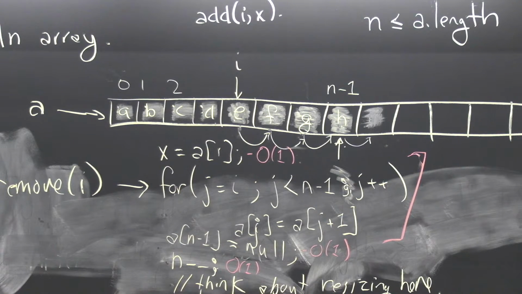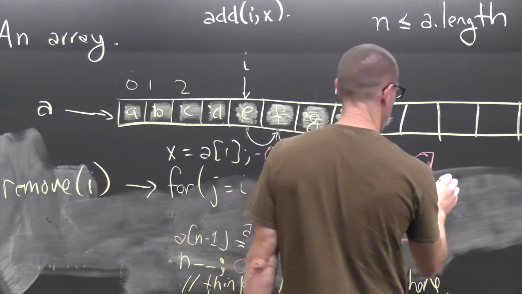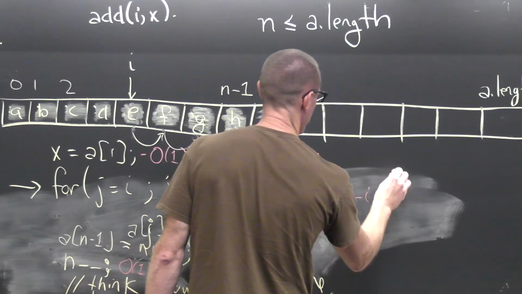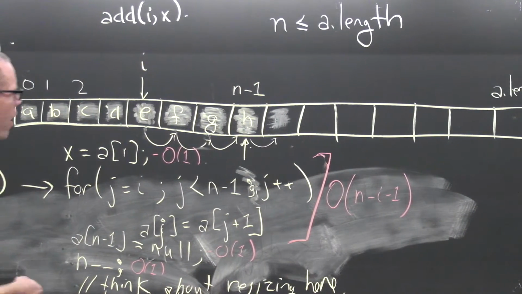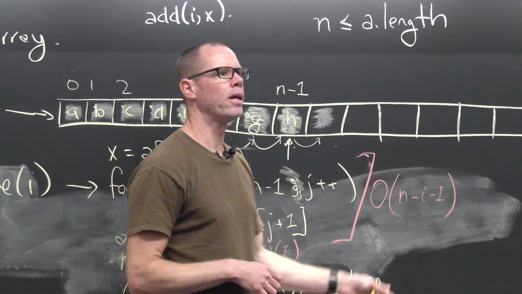Let's think about it. If i equals n minus 1, it executes how many times? Yeah. So this executes something like n minus i minus 1 times. So really the parameter of interest in this thing is n minus i. That's the thing that could get potentially big here.